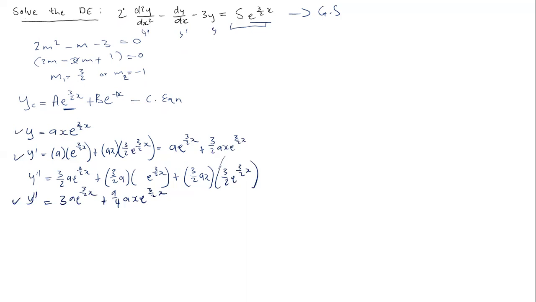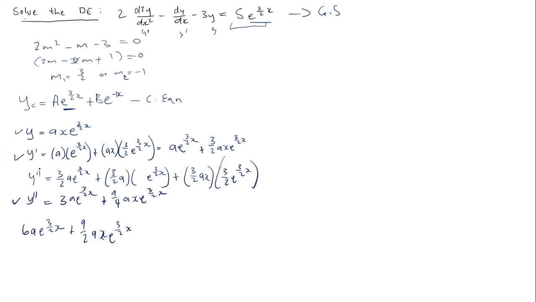So when I substitute the second derivative, I'm going to have to multiply 2 by 3, so over there I'm going to have 6. I'm going to have 6 a e to the power of 3 over 2x, and then I'm going to say 2 again, multiply by 9 over 4, it will give me 9 over 2. 9 over 2 a x e to the power of 3 over 2x. Right? Now I have a negative there.